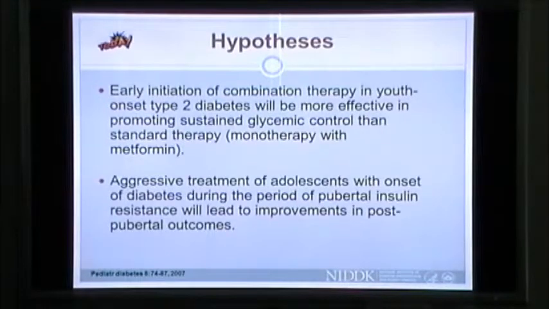Another way of saying that is that the hypothesis was that early initiation of combination therapy in kids with type 2 diabetes will be more effective in promoting sustained, durable glycemic control than monotherapy with metformin and the standard approach of starting one drug, letting it fail, and then starting another drug and letting it fail. And we wanted to know whether aggressive treatment of adolescents with onset of diabetes during the period of pubertal insulin resistance will lead to improvements in their post-pubertal outcomes.